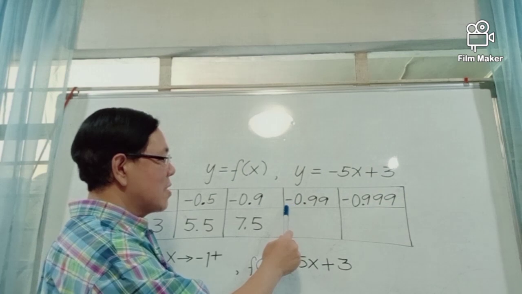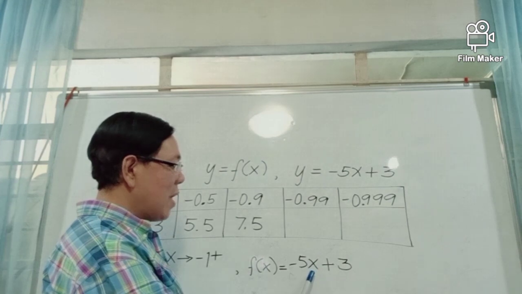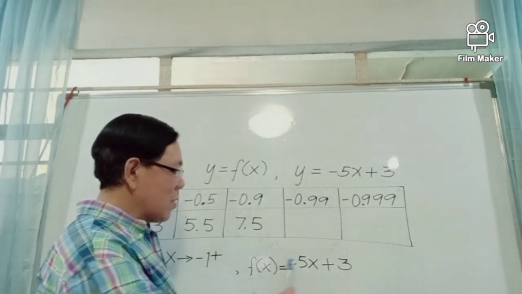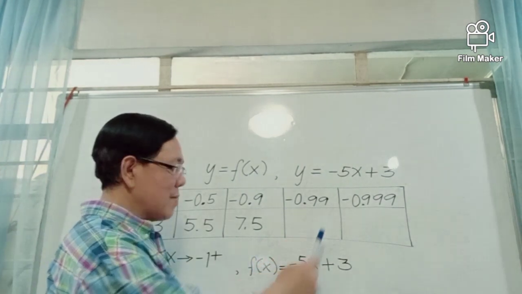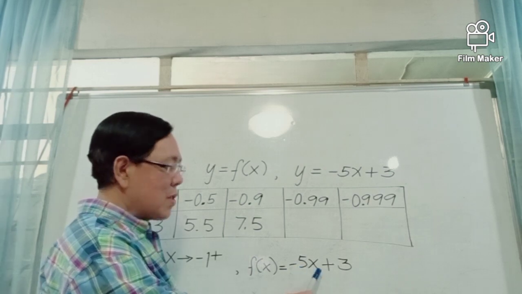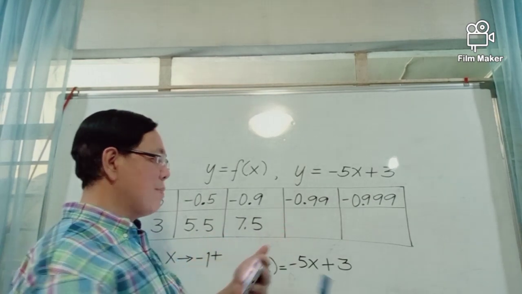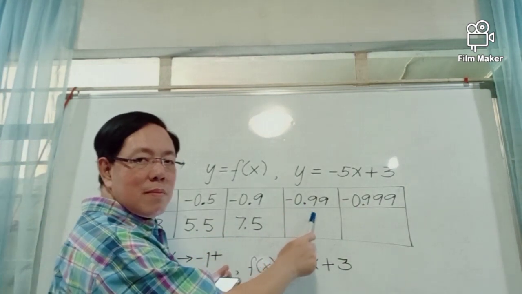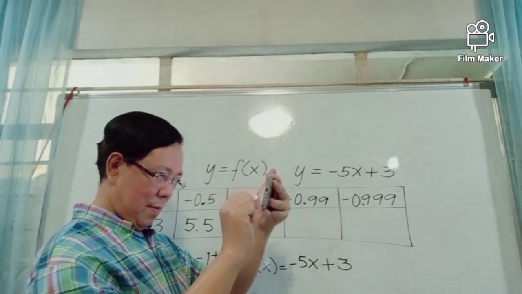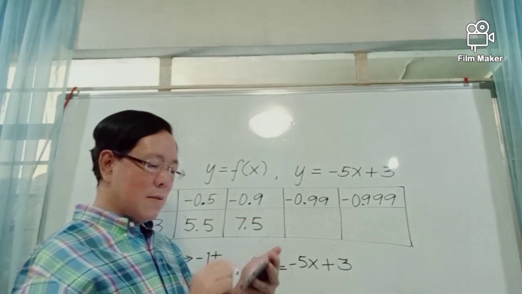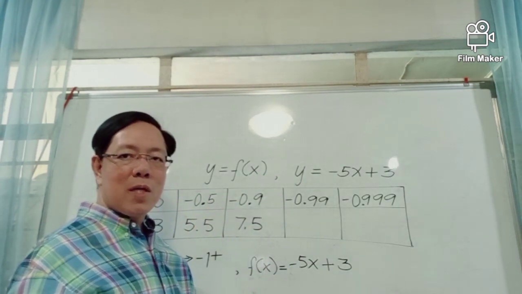Next, we assign negative 0.99 to x, and we substitute that value in the function to get the value of the function f when x is negative 0.99. Let's do that. Negative 5 multiplied by negative 0.99 plus 3, and we get 7.95.